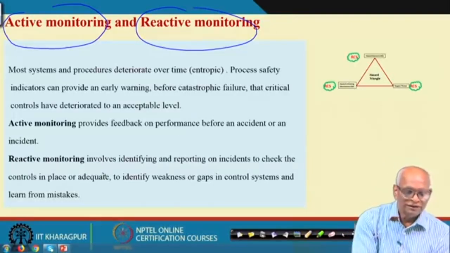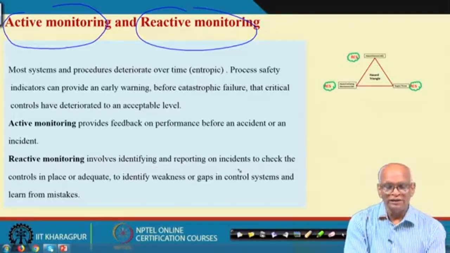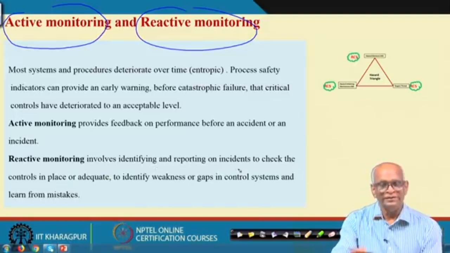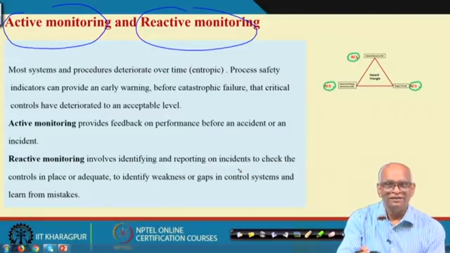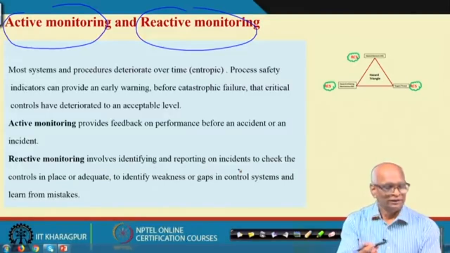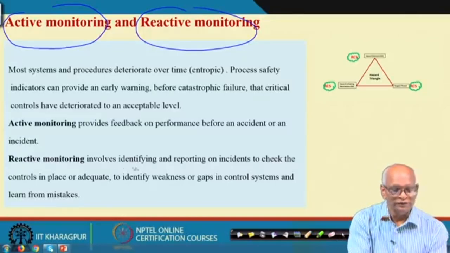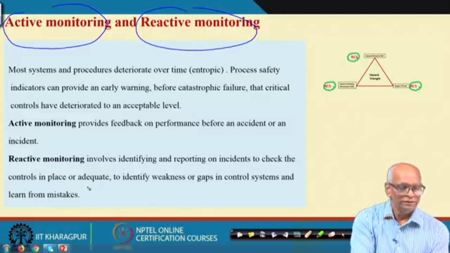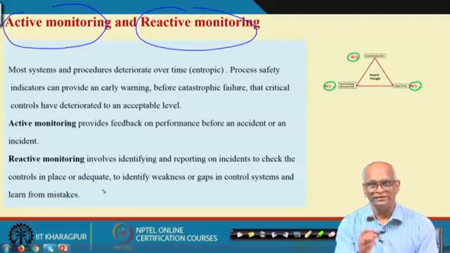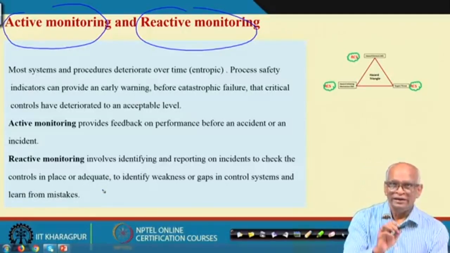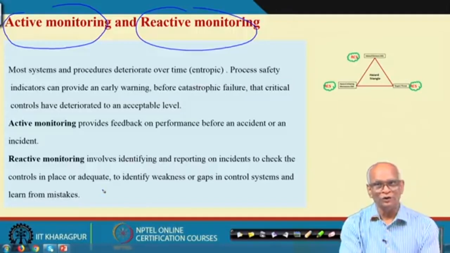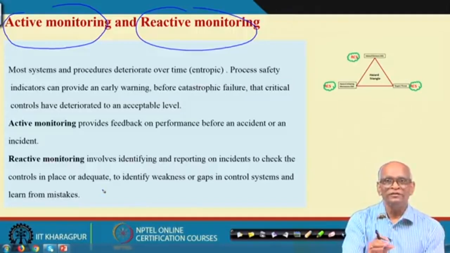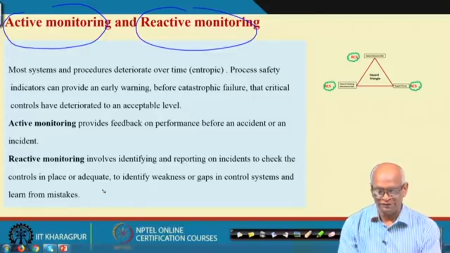Reactive monitoring is identifying and reporting on the incidents. Once the incident happens, then you will get to know. So, reactive monitoring involves identifying and reporting on incidents to check the controls in place, their adequacy and all these things. So, there is active monitoring and reactive monitoring. Active monitoring will tell you beforehand, reactive monitoring will tell you after the incident happens.